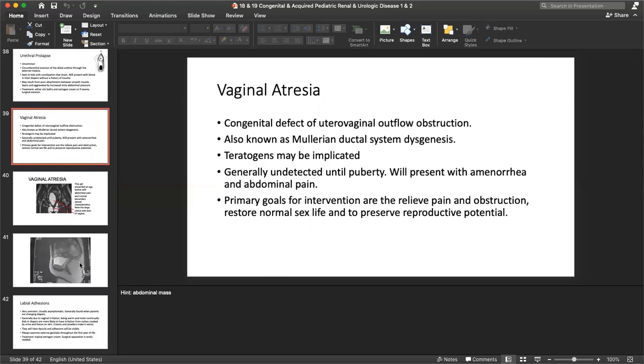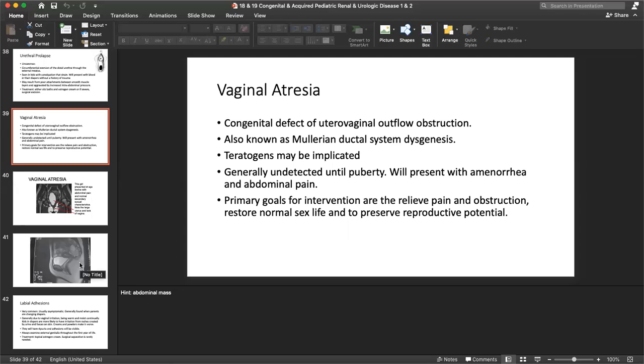Vaginal atresia is going to be a congenital defect of the uterovaginal outflow obstruction due to problems with the Mullerian ductal system genesis. So teratogens may be a cause of this. It's usually not detected until puberty. Vaginal atresia was common with a medication that moms took in the 1950s. It had been taken off the market, and their child would end up with vaginal atresia.